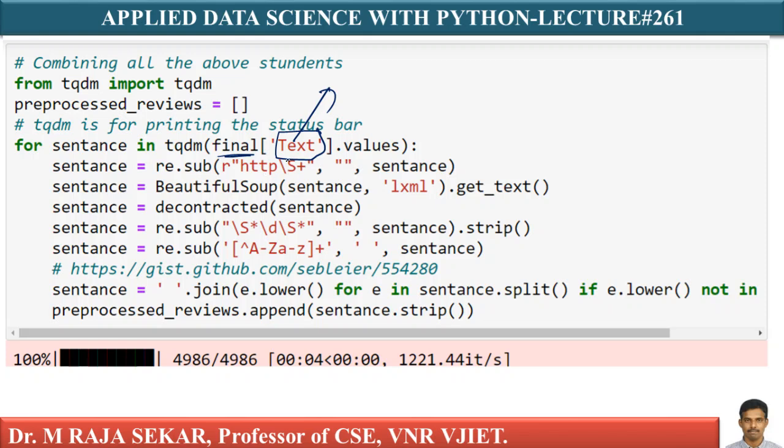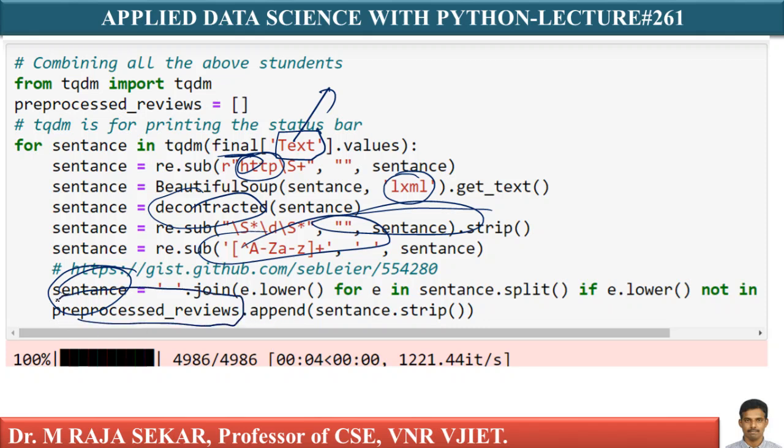Now what you have to do: I'm removing URLs, I'm removing HTML and XML tags, I'm applying decontractions. I already discussed decontractions. I already discussed this particular script, and you have to remove special characters. After removing everything, I'm converting into lowercase letters, and I'm keeping it in a variable known as sentences. That will be appended. Where am I appending all these things? I am appending to the preprocessed underscore reviews. This is my list.